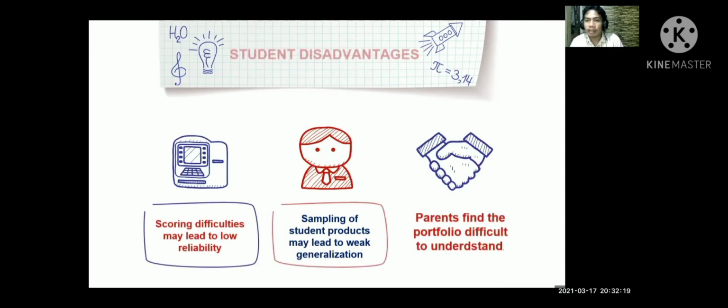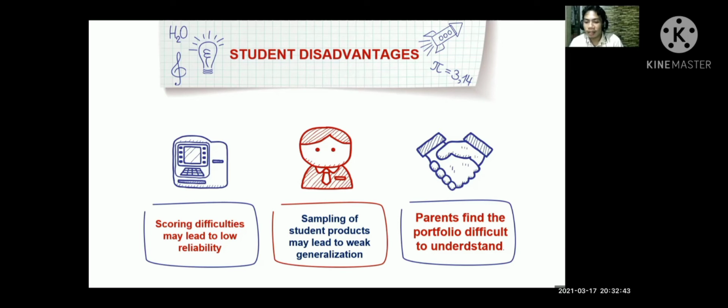The next one is the student disadvantages. Siyempre kung may advantage, meron din. So, scoring difficulties will lead to low reliability. Parang ito rin psychological. Kung nakita nilang mababa yung grades nila, di ba? Talagang, ay, mahina ako sa ganito, mahina ako sa ganitong subject. Parang maglo-low yung self-esteem nila, di ba?